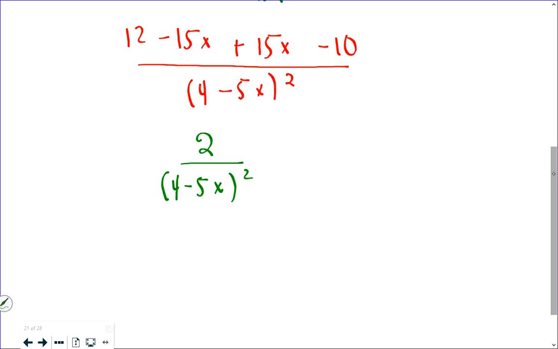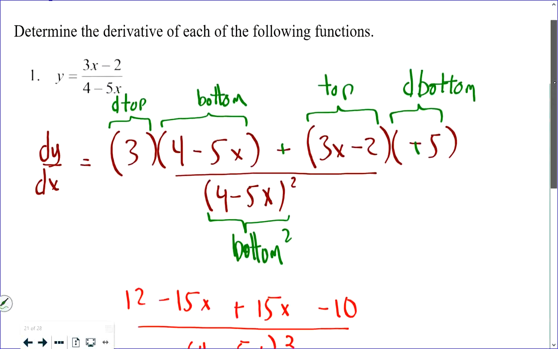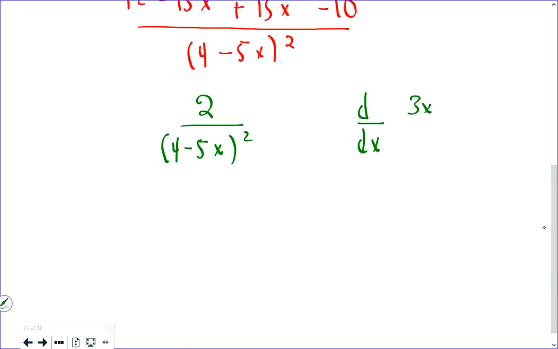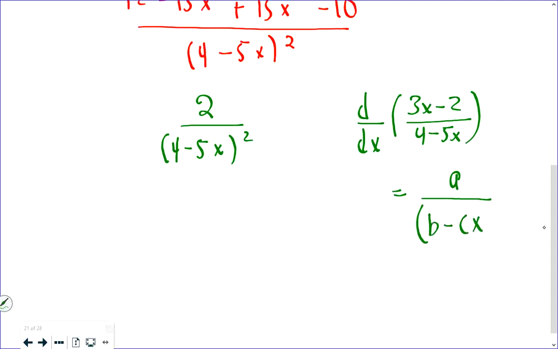Very basic numerical response question. The derivative with respect to x of, what was it? 3x minus 2 over 4 minus 5x is equal to a over b minus cx quantity squared. What are the values of a, b, and c? So you have to find the derivative and put it in that form. Any questions with that first example?